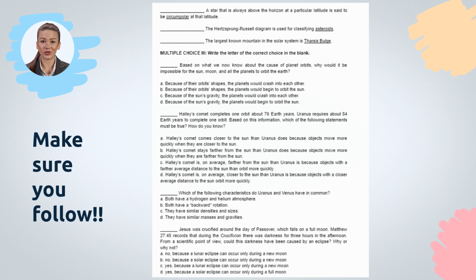Moving on to multiple choice, section 3. Write the letter of the correct choice in the blank. Based on what we now know about the cause of planet orbits, why would it be impossible for the sun, moon, and all the planets to orbit the Earth?